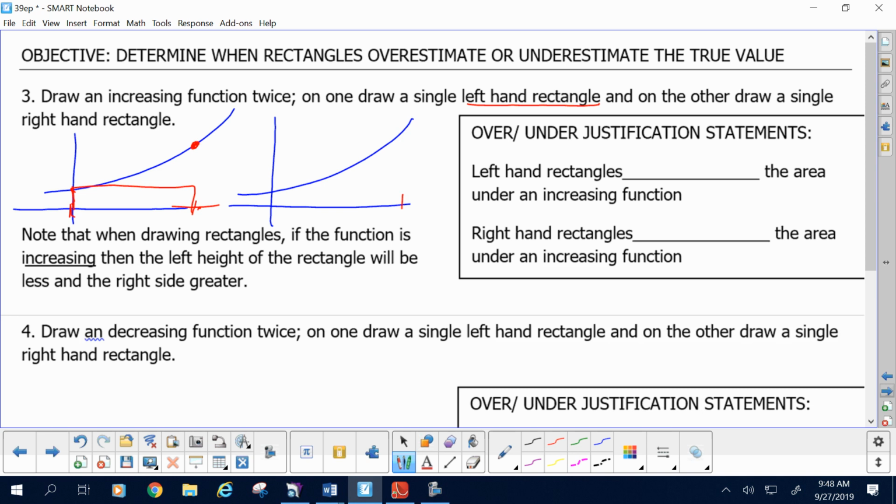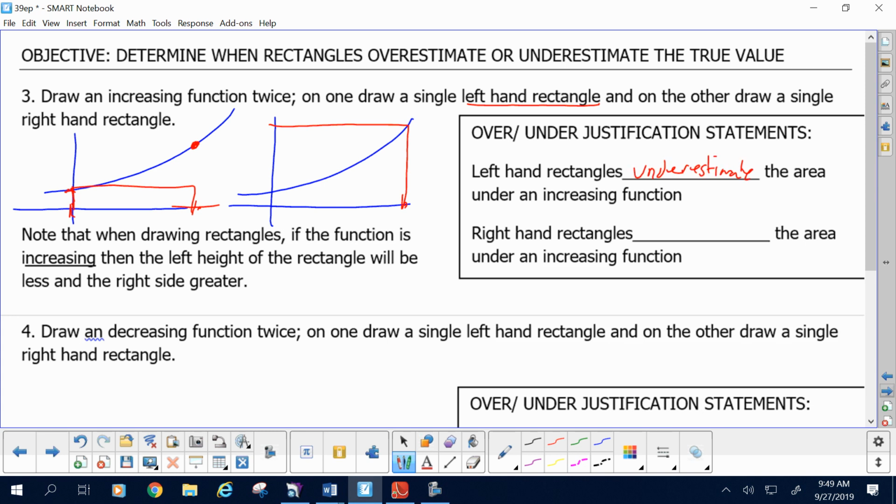And if I then, on the second one, instead I use right hand, then I'd go to the right edge, draw up to the curve and over, and that's a right hand. You with me? All right, notice that when drawing rectangles, if the function is increasing, then the left side has to be less than the right side because it's increasing. And therefore, if you use the left side for the area, then you're going to get a y value that's way less than most of the points on the curve, and you will get an underestimate. All right, so left-hand rectangles underestimate.